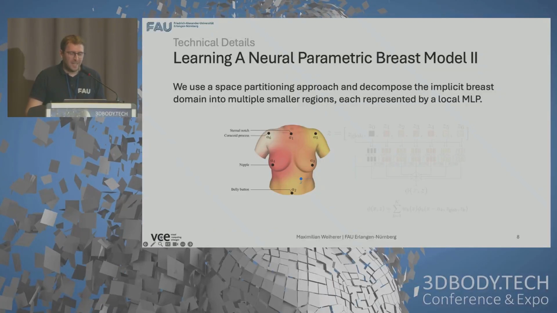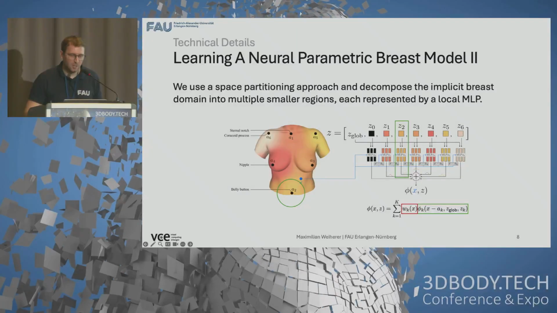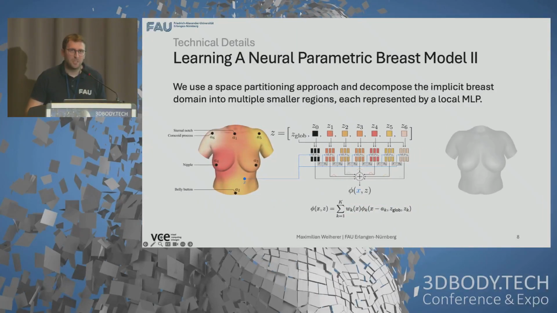So our model employs an implicit representation in the same way as the IRBSM does. We decompose the implicit breast domain into multiple smaller regions, each of which we model using a local multi-layer perceptron, which is centered around an anatomical landmark position. So this strategy allows us to model high-detailed breast geometry, including nipples, small skin folds, and belly buttons.